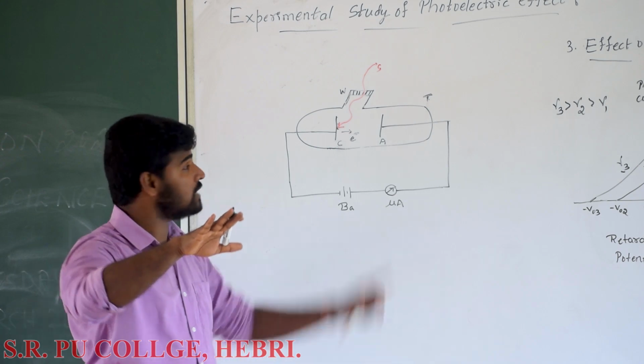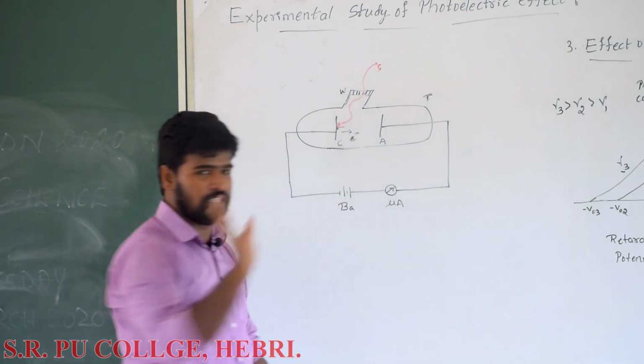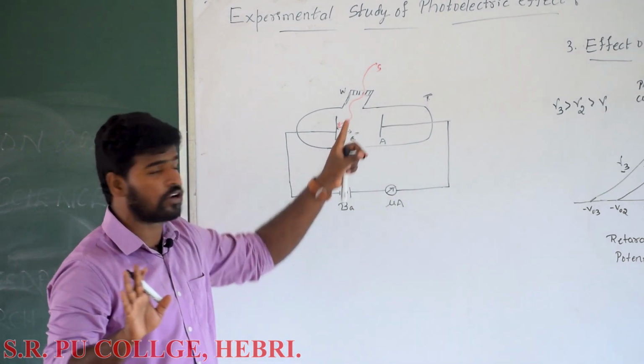In the second case, as the frequency increases, the speed of these electrons increases. That results in the kinetic energy of the photoelectrons increasing.